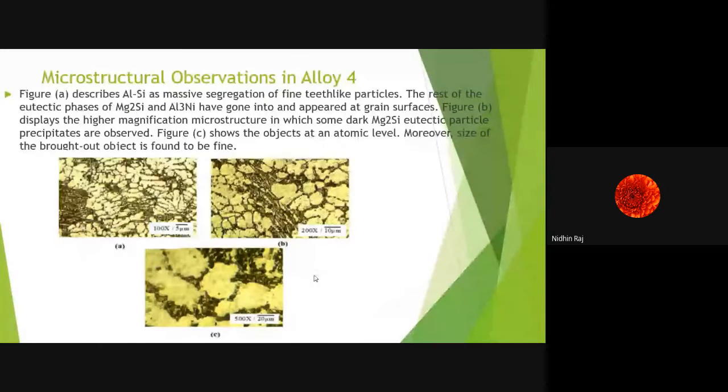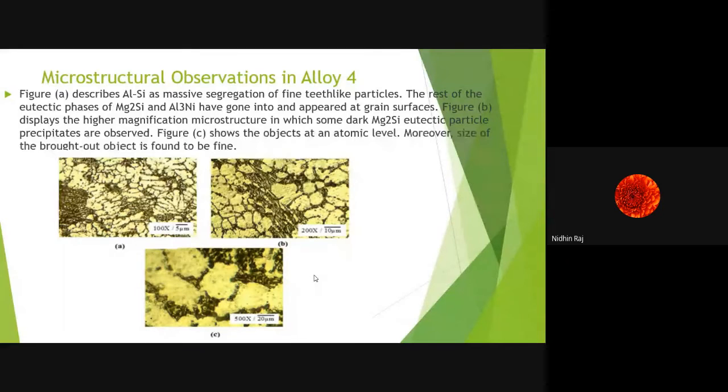Now moving on to alloy 4, figure A shows aluminum silicon as a massive segregation of fine teeth-like particles. The rest of the eutectic phases, Mg2Si and Al3Ni, have gone into and appeared at the grain surfaces. Figure B represents the higher magnification microstructure of the same, at 200x. In this you can see some dark Mg2Si eutectic particles precipitates. Figure C shows the objects at atomic level, and the size of the objects is found to be fine here, in figure C.